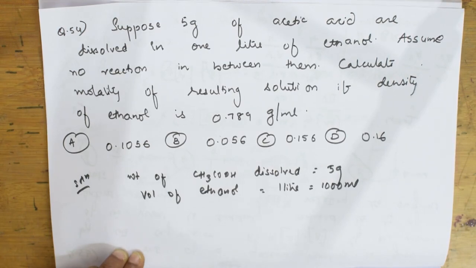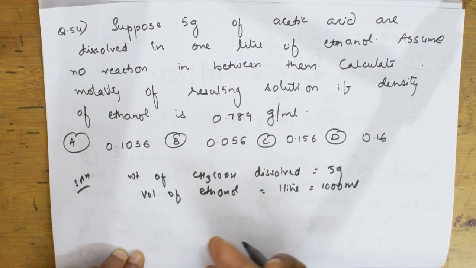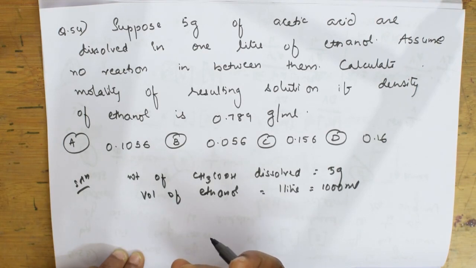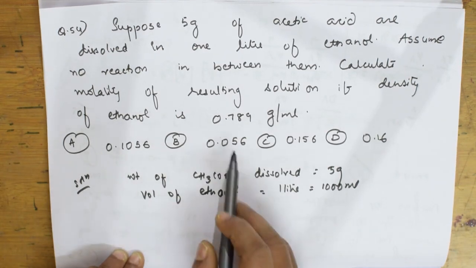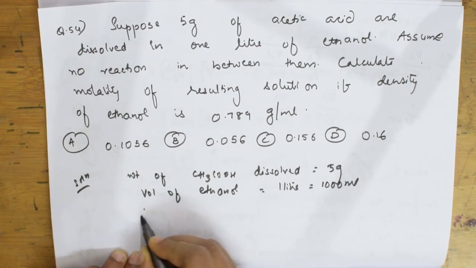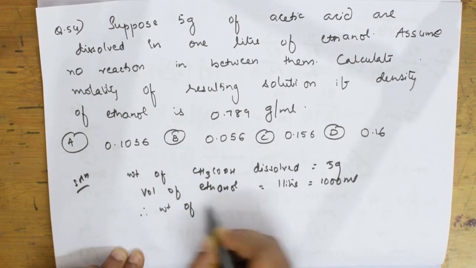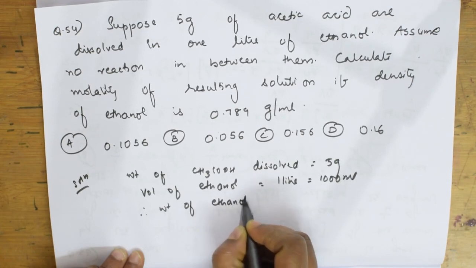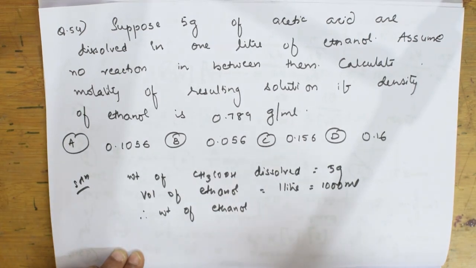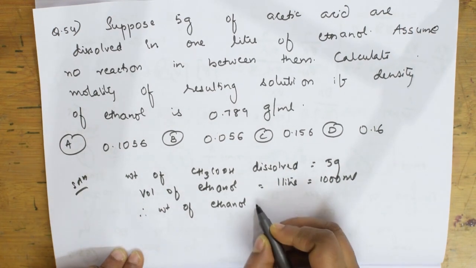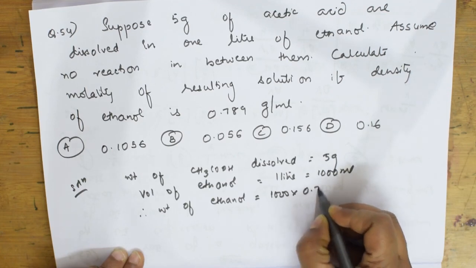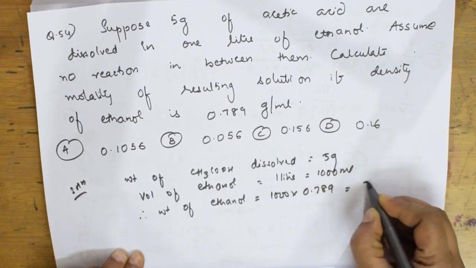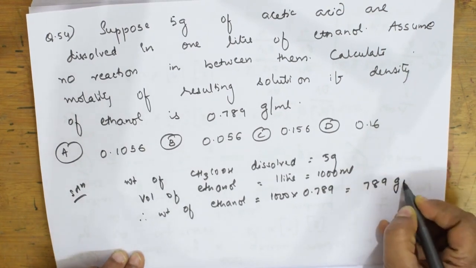Now this is the volume of ethanol. I have to find the weight of ethanol, because I need the solvent weight. Basically they said density is given. Density is equal to mass by volume, isn't it? So I have to find the weight. I multiply the volume, 1000, with the density, 0.789. This comes to 789 grams.